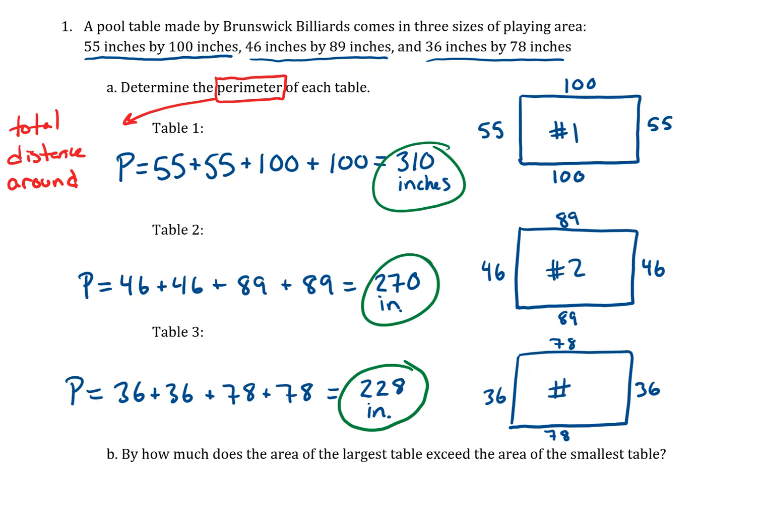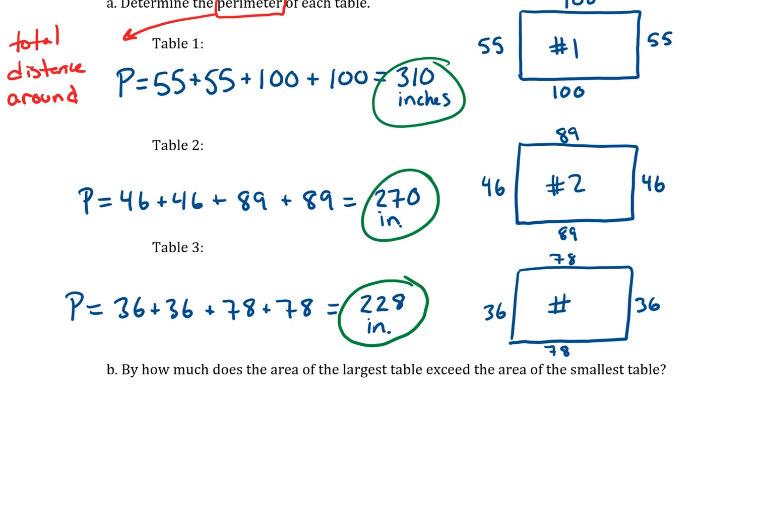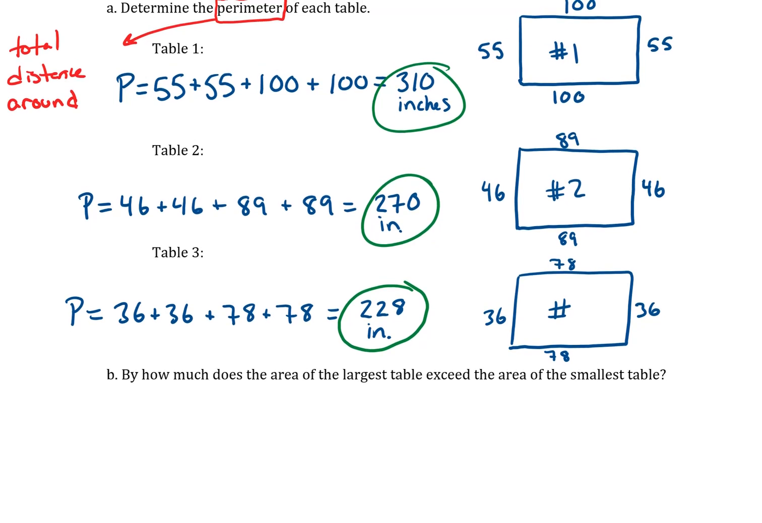Okay, so for part B, by how much does the area of the largest table exceed the area of the smallest table? Okay, well, we're not looking at perimeter here. We're looking at area. So when I say the largest table, that means the largest area, and the smallest table would be the smallest area. So what we need is the area of each one of these tables, and we need to know what we mean by area. And in the context of a rectangle, the area is length times width, the length and the width.